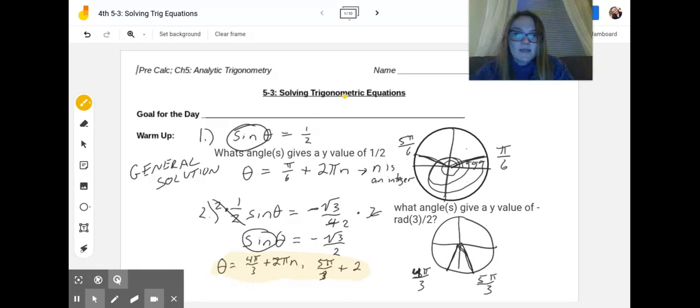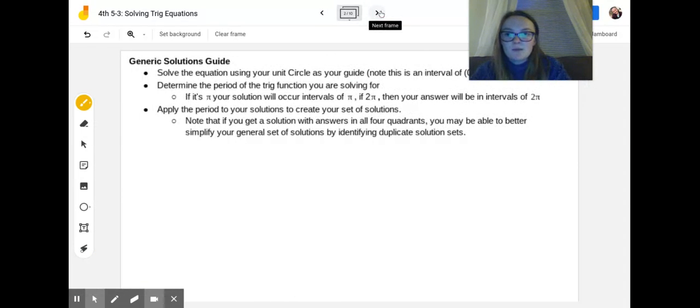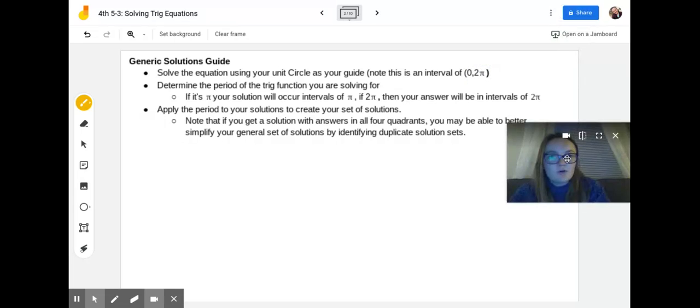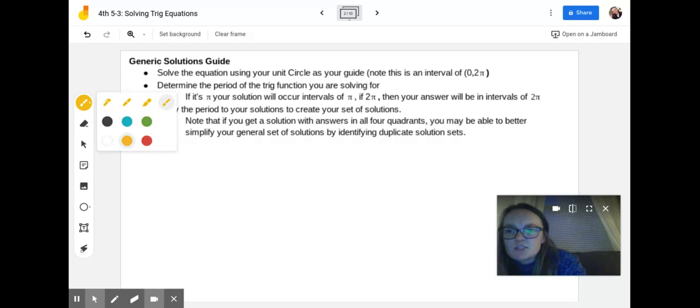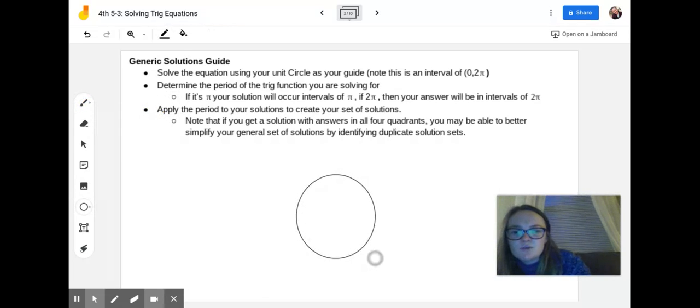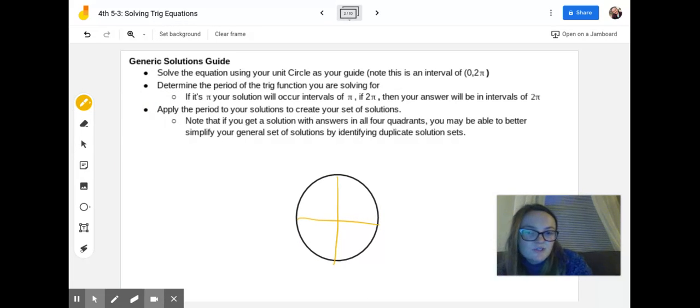All right, let's go on and let's practice something new. All right, before we start though, I just want to go over some general guidelines. So when solving a trigonometric equation, you want to solve the equation using your unit circle as your guide. So remember that the unit circle only gives us a picture of something between 0 and 2 pi. So my unit circle is kind of restrictive. It only gives me what are called specific solutions, and it only gives me, basically, if I go all the way around, that's 0 to 2 pi.